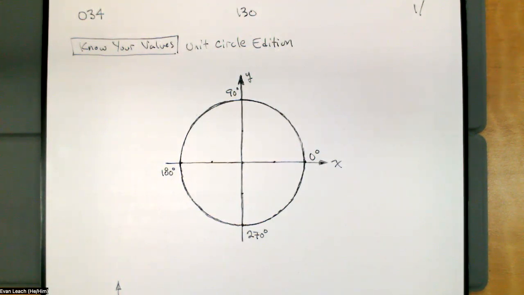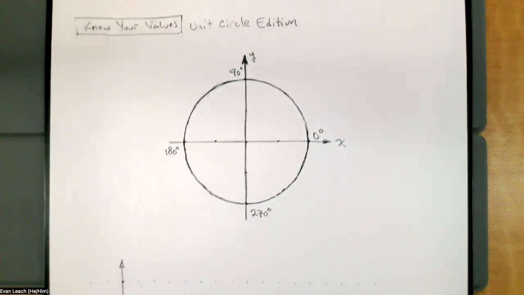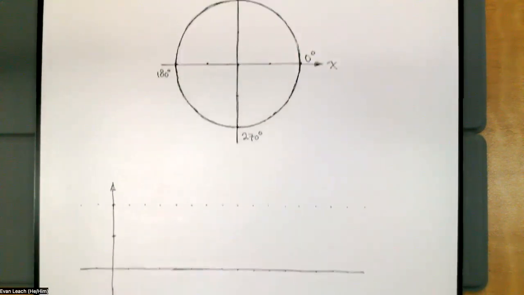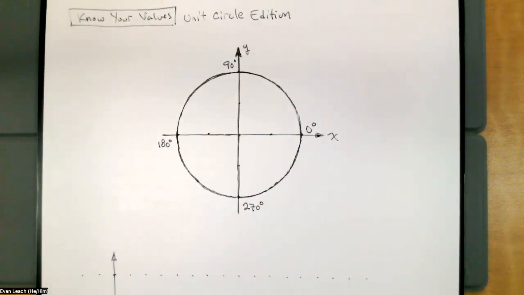So let's draw ourselves a unit circle and let's talk about how we locate 30 and 60, because we're going to take those and we're going to stretch them out along a theta axis. We're going to turn this all horizontal.